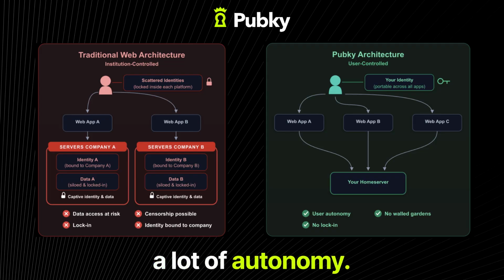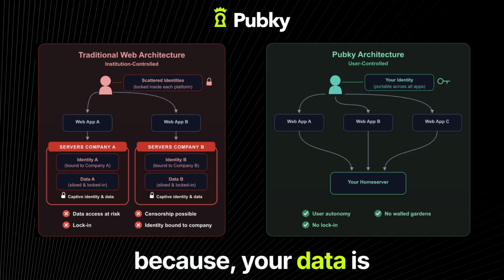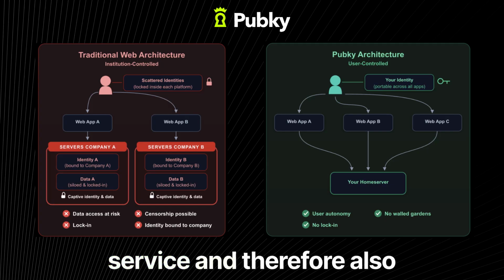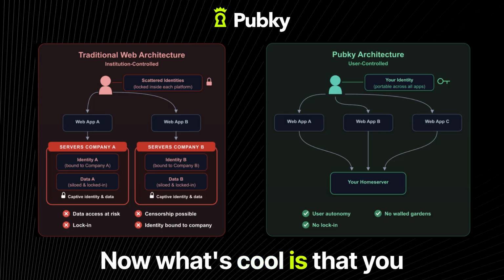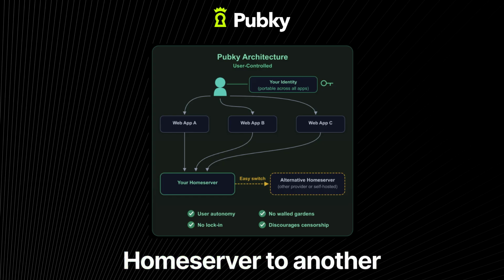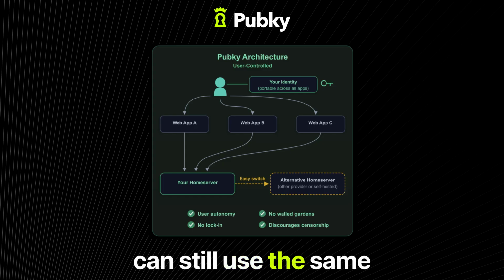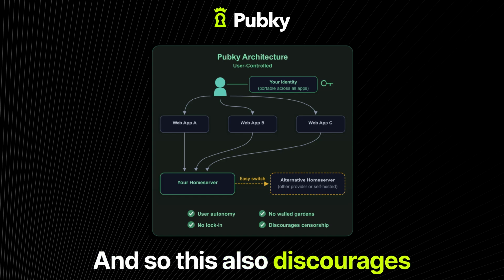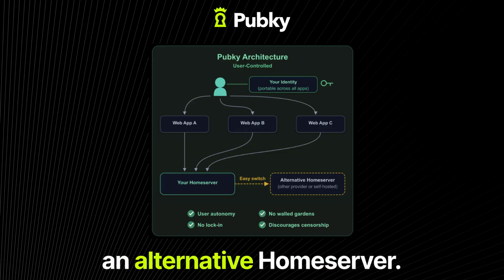So that gives you a lot of autonomy. Basically it helps to not have walled gardens because your data is really not tied to any service, and therefore also you have no lock-in. Now, what's cool is that you can even switch your home server to another home server, wherever it runs, at your home or a friend of yours runs it, and you can still use the same services and still have your data available to that service. And so this also discourages censorship. If your current home server would want to censor you, you could just move to an alternative home server, right?